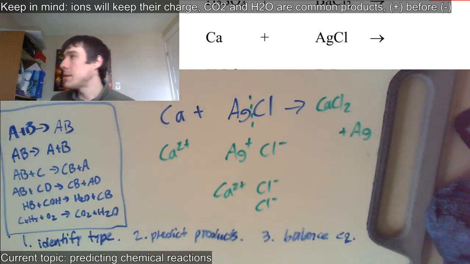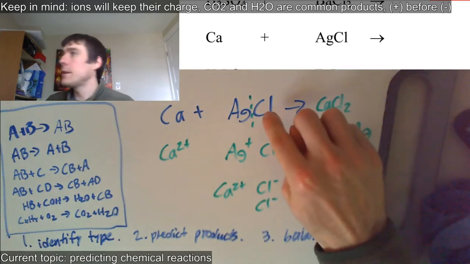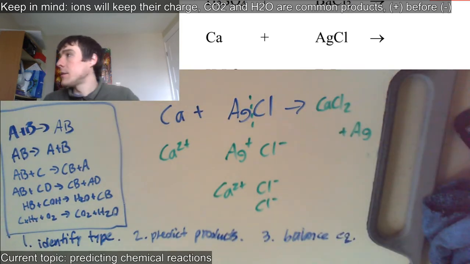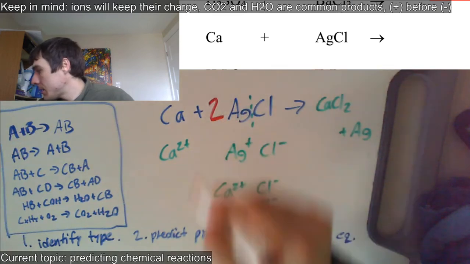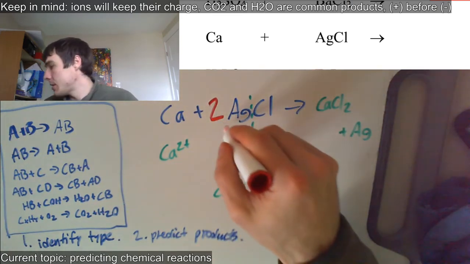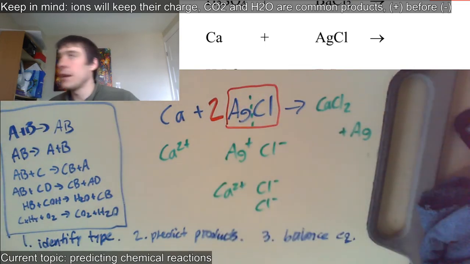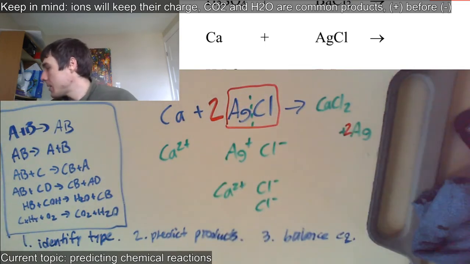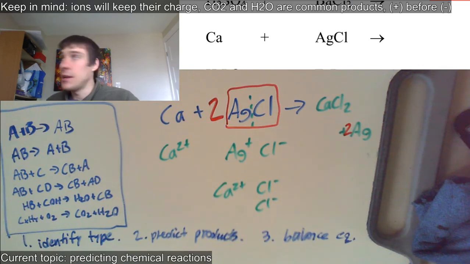Now we have to balance because we have 2 chlorines here, but only 1 chlorine here. So to make that work, we need 2 of these, 2 AgCl. And now we have 2 silvers. Remember that this multiplies the whole thing. So we put a 2 here, and now we're balanced. Ca plus 2 AgCl makes CaCl2 plus 2 Ag.